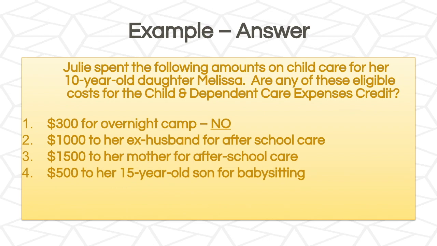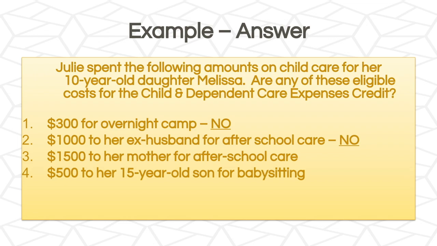So $300 for overnight camp will not qualify, only day camp does. $1,000 to the ex-husband for after-school care will not qualify because you cannot pay an ex-spouse. $1,500 to her mother for after-school care will qualify. And then $500 to her 15-year-old son for babysitting will not qualify because you cannot pay a dependent and you also cannot pay anyone under the age of 19.